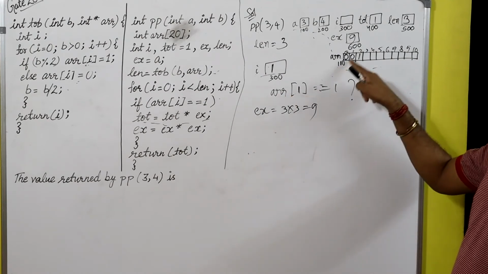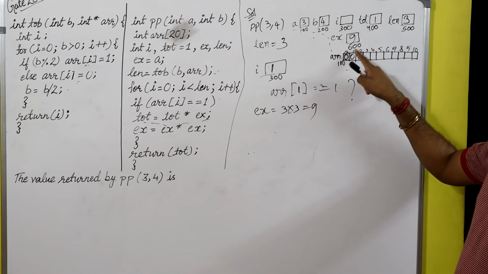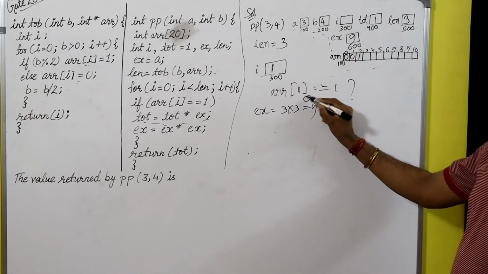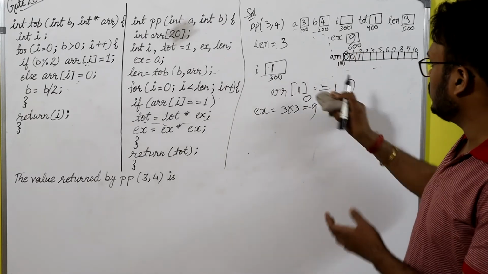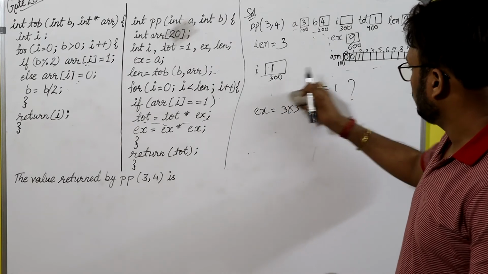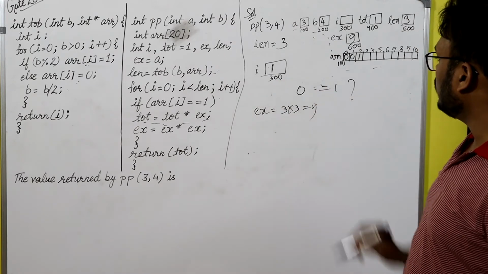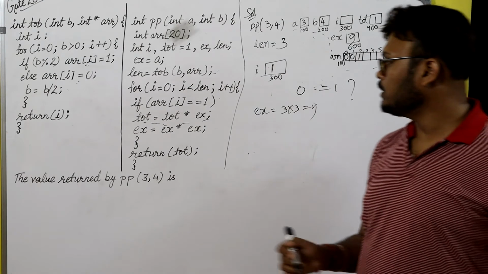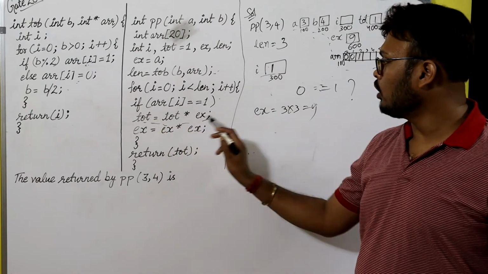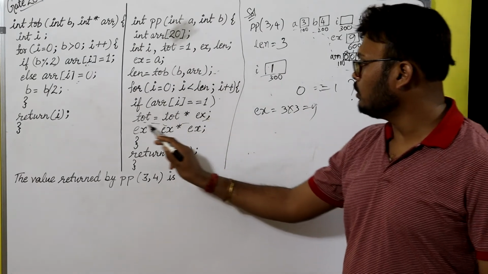But ARR of 1 is 0. You just see here, ARR of 1 is 0. So let's write 0 here. Fine. So 0 equal to 1? No, it's a false condition. So this line will not be executed. So let's execute this line.